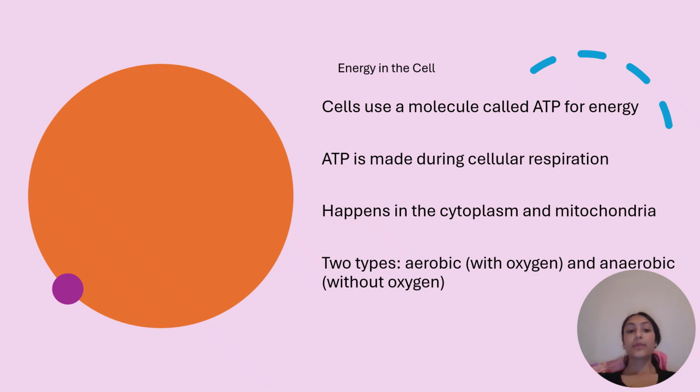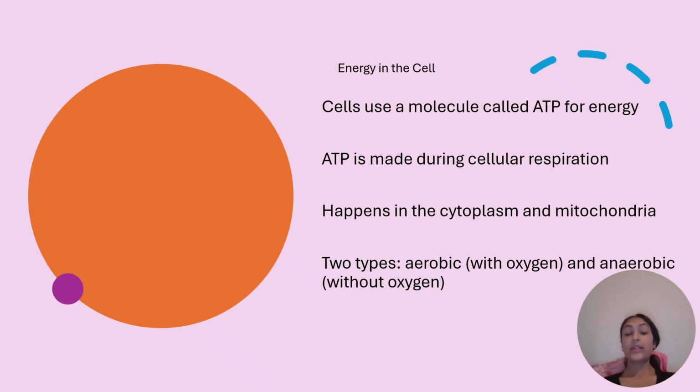The first one is going to be energy in the cell. So, how cells get and use energy. Cells use a molecule called ATP for energy. Cells need energy for everything: growing, moving, even staying alive. They use ATP, which works like a tiny battery, a rechargeable battery. Cells make ATP during a process called cellular respiration. It is written over there as well.